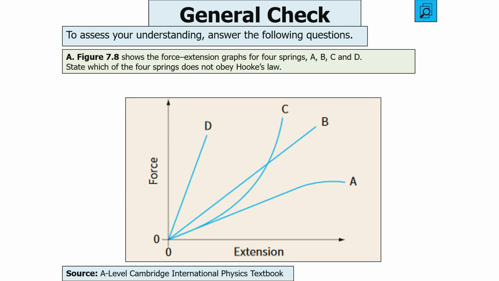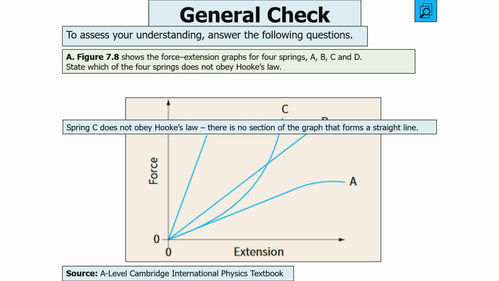State which of the 4 springs does not obey Hooke's law. Pause the video now, then unpause the video when you want to go through your answer. Spring C does not obey Hooke's law, as there's no section of the graph that forms a straight line.